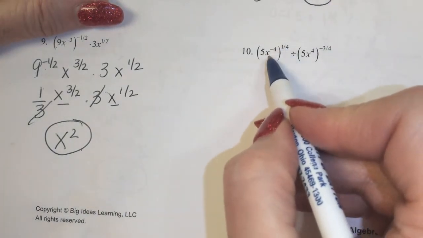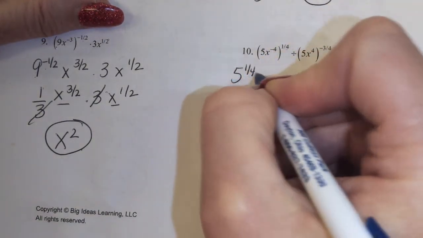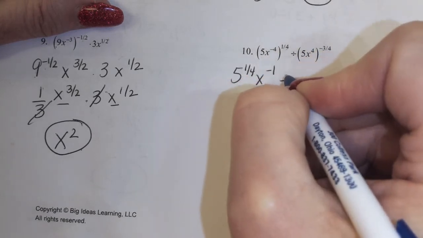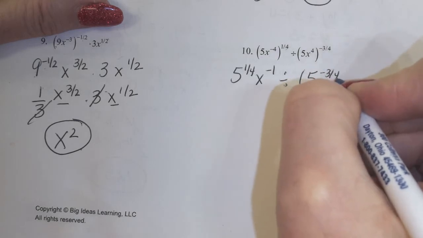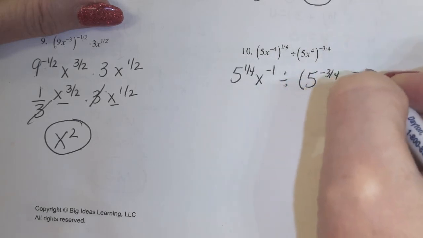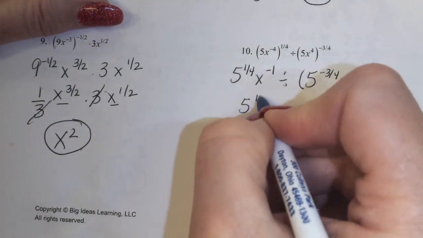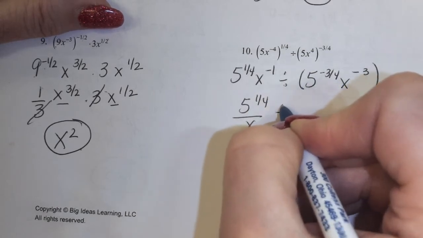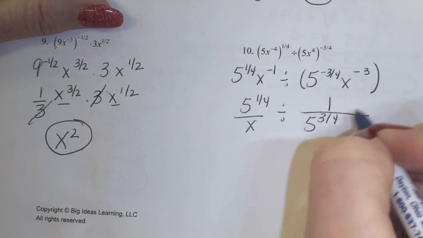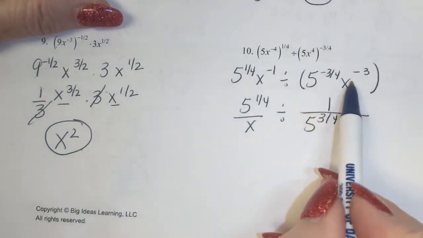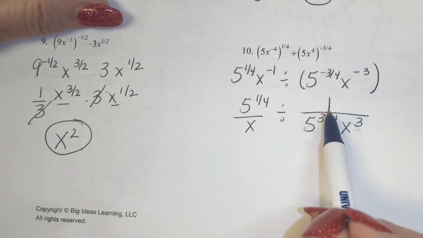This one, 5 and the x to the negative 4, are both to the 1/4 power. So I've got 5 to the 1/4, x to the negative 1, divided by 5 to the negative 3/4, and x to the negative 1/3. Take it one step at a time. This is going to be 5 to the 1/4 over x, divided by, this is going to be 1 over 5 to the 3/4 and x cubed. To make these exponents positive, they have to go to the denominator. So all we'd have left here is a 1.